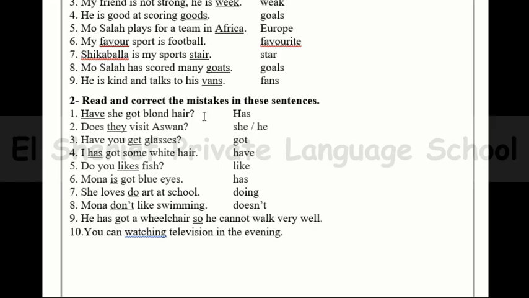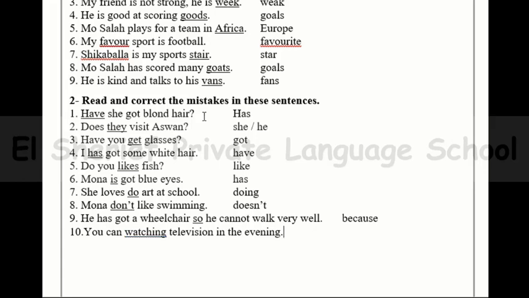Now number 9: She has got a wheelchair, so he cannot walk very well. Yes, he has got a wheelchair, so he cannot walk very well. And the answer here is going to be yes, because he can't walk very well.